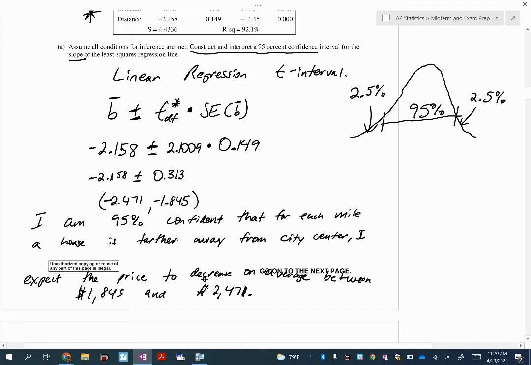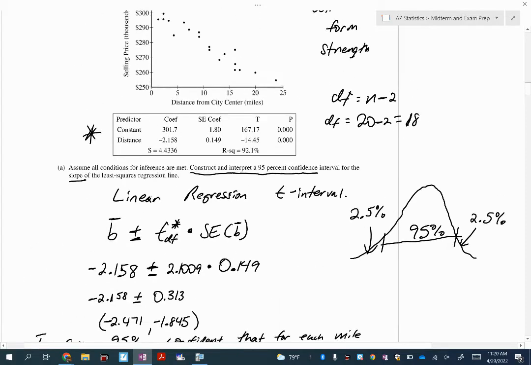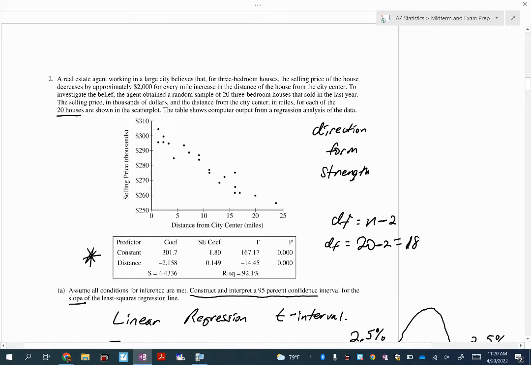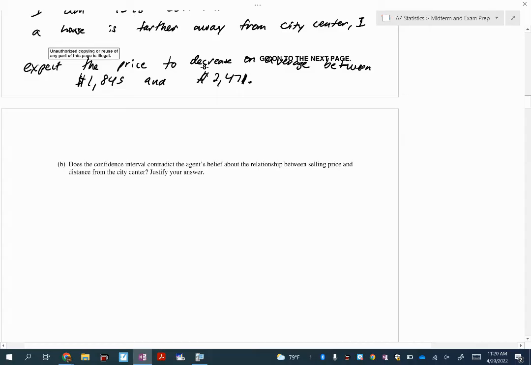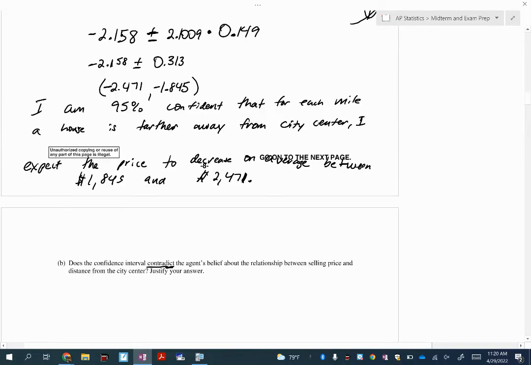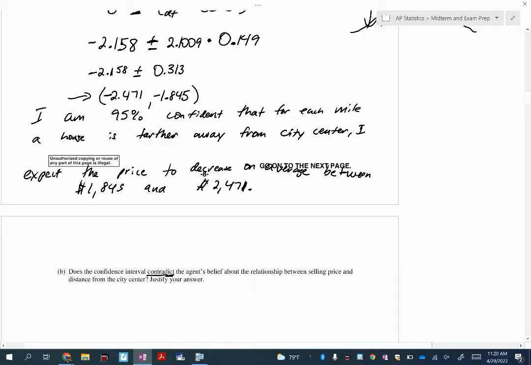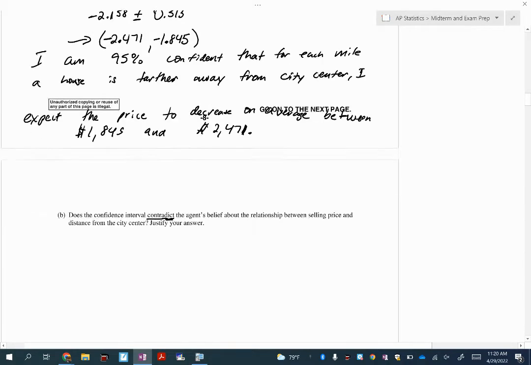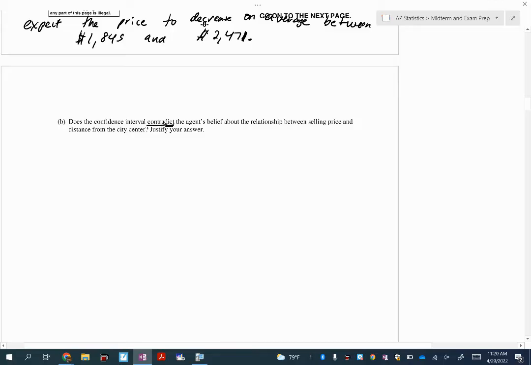Now, there's another part to this question. Part B essentially says, if the real estate agent believes that the selling price decreases by about $2,000 for every mile, does this interval contradict this real estate agent's belief? And what you notice if you look in the interval is that negative, right, decreasing by 2,000. So negative 2 would be in our interval, right? Negative 2 resides in our interval. So this interval does not actually contradict the agent's belief.